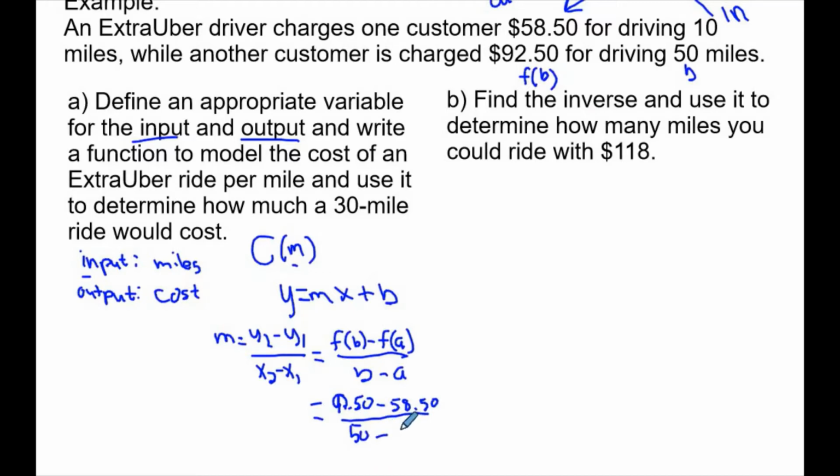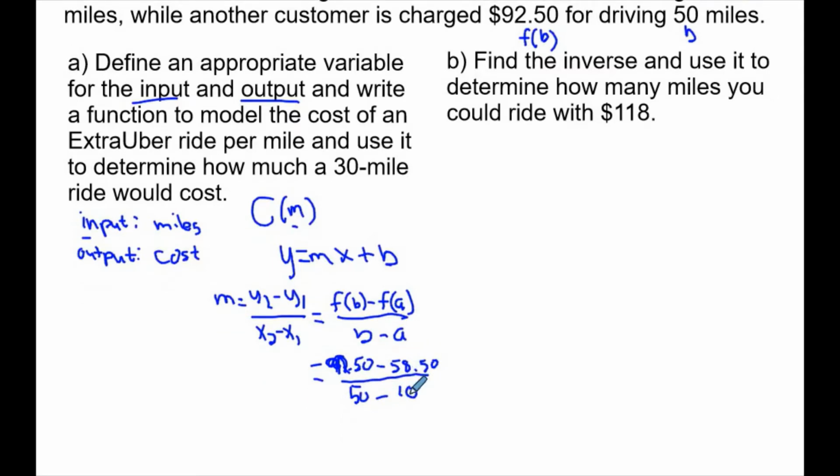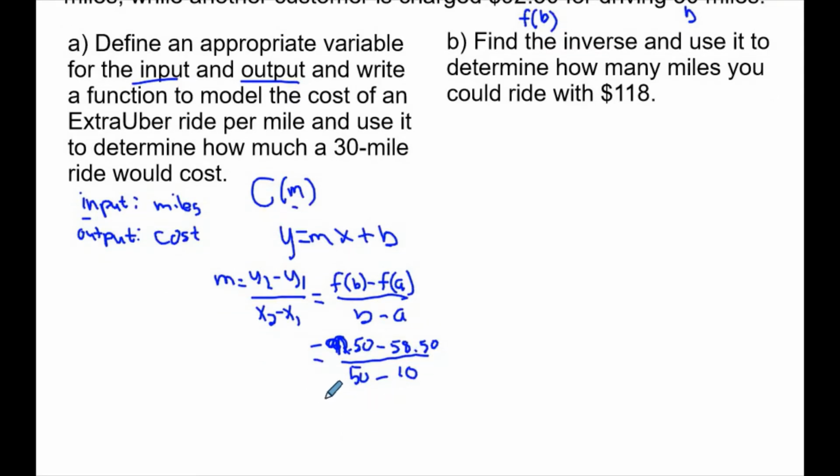and subtract 10. Now, one way to really remember this is to think, okay, $92 was produced by 50 miles, and $58 was produced by 10 miles. So I always like to tell my students, your output should have the input directly below it in each case, and you won't make a mistake.